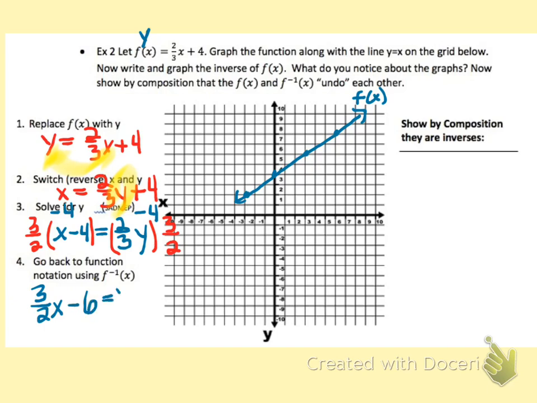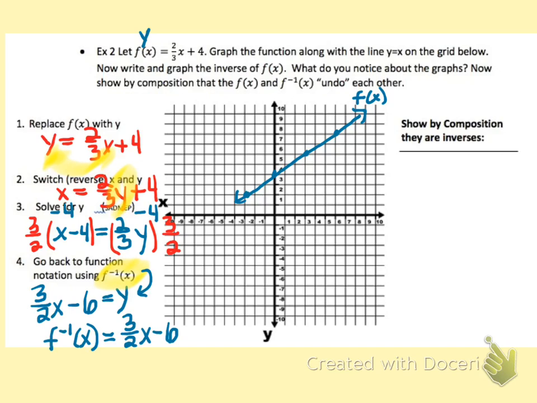And that equals y. But then now, to distinguish that from the original equation, we want to go back to using some function notation. And so we actually use this notation, which is read the inverse of f of x, or f inverse of x. So we take that and put it back in place of y, and we write our function using this notation as f inverse of x is equal to 3/2 x minus 6.